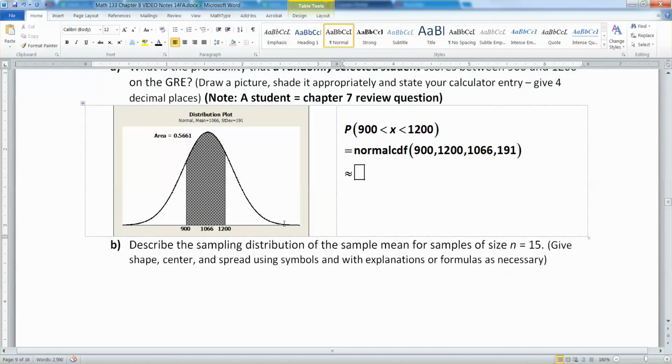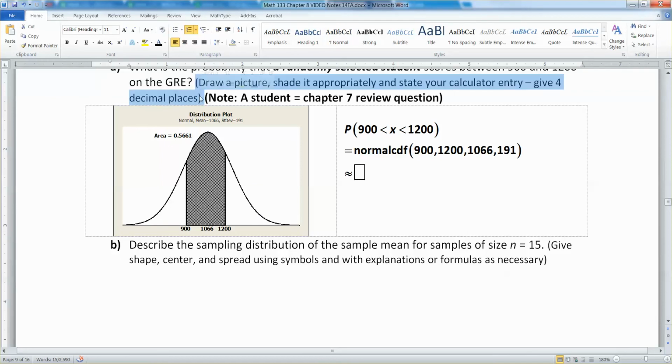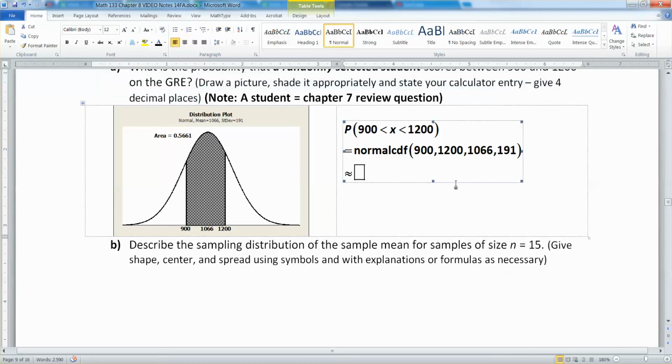There we have a lovely normal curve. You can see I've put 1066 in the middle, 900 on the left, 1200 on the right, and I've shaded in between. If you're wondering whether you should be drawing a curve like that, absolutely, you should. You draw a picture and shade it appropriately. You should know that 900 is on the left, 1200 is on the right, and so on. I even added those instructions here to make it extremely clear.